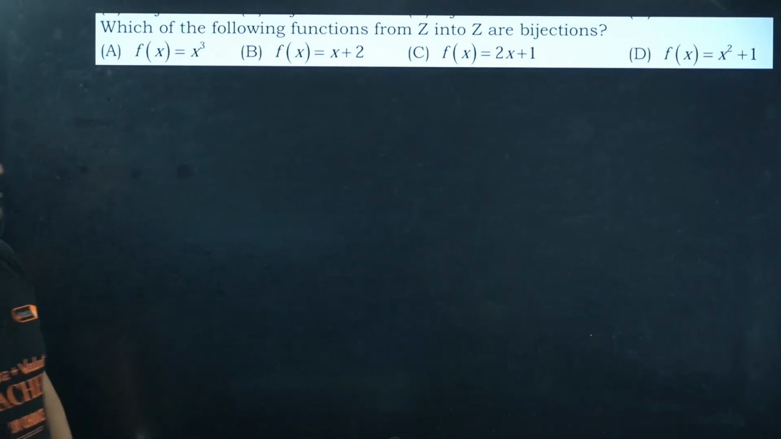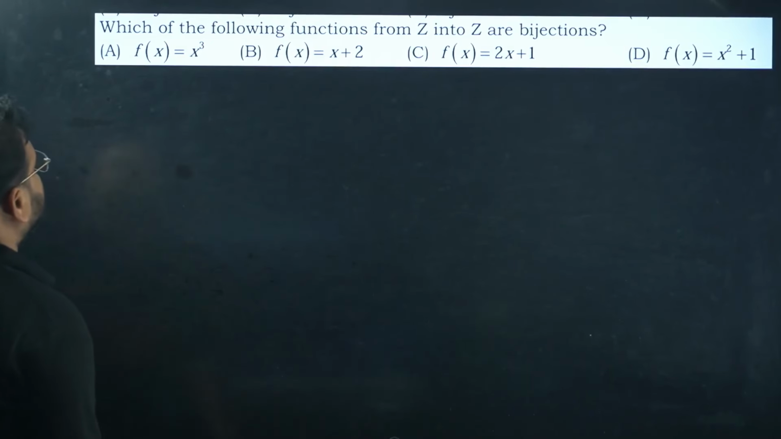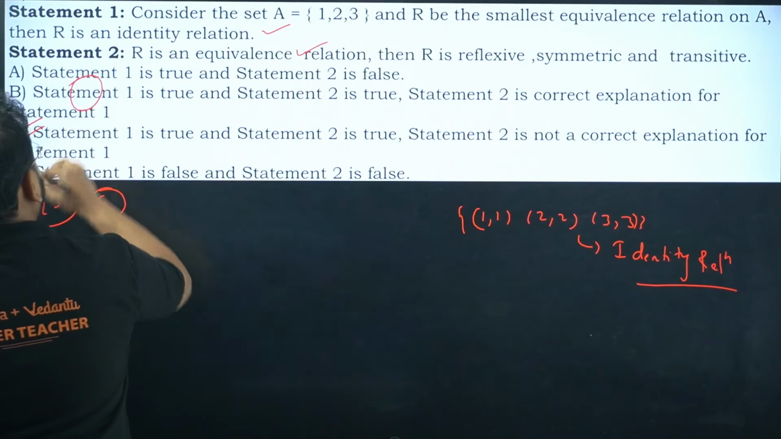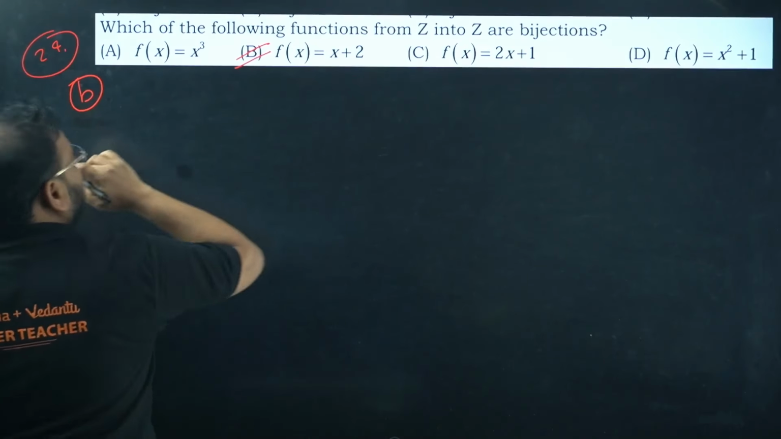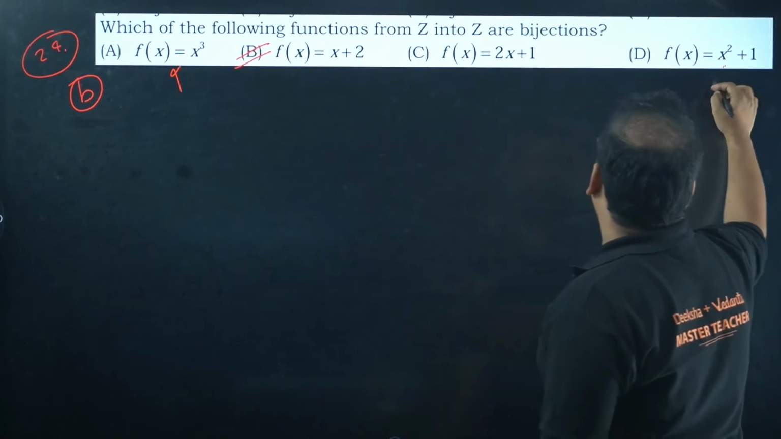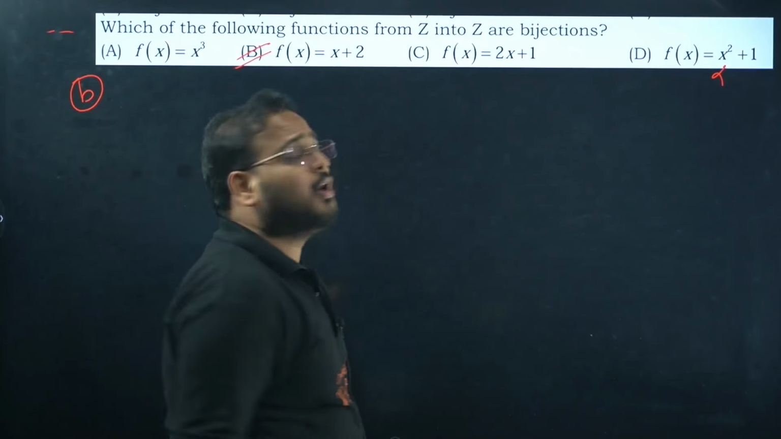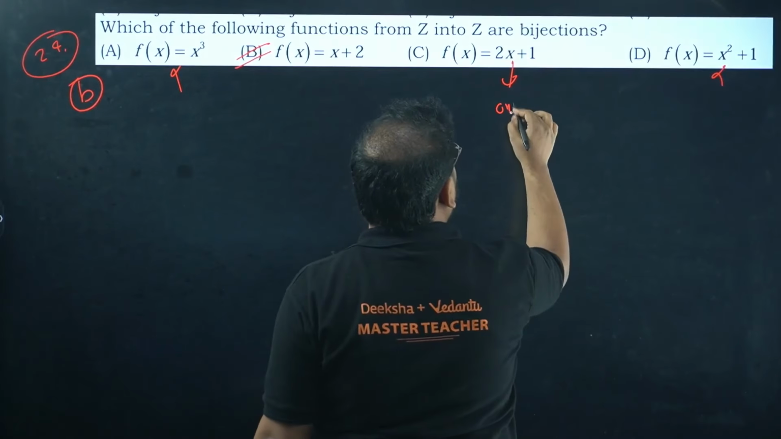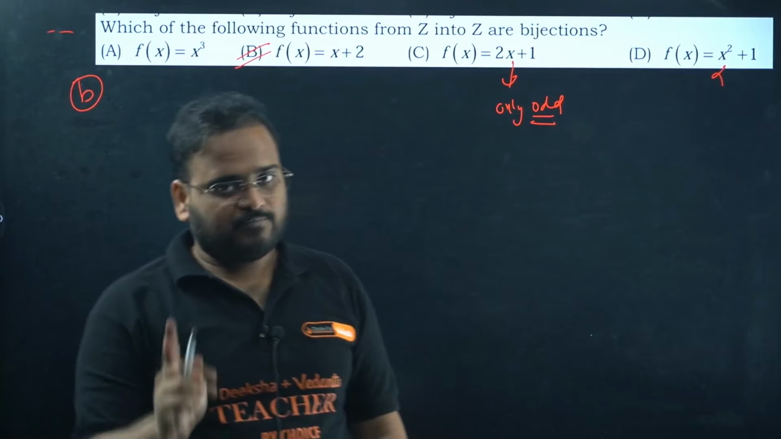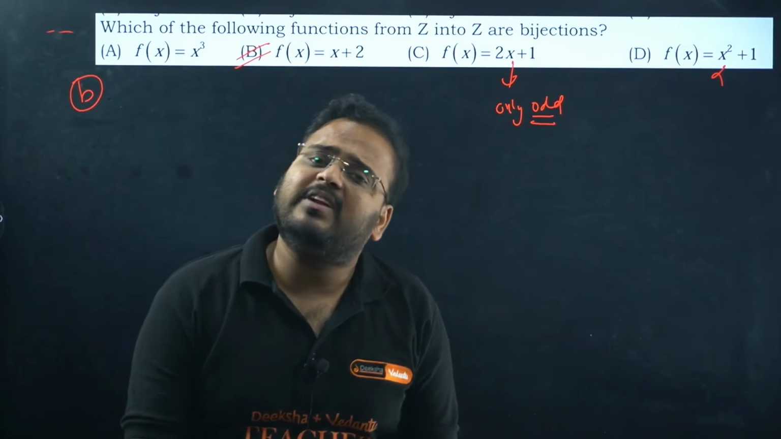Which of the following functions from Z to Z are bijections? Only one, this one, B. Question 24. Think about it. Sir, we just proved this is not a bijection, so this is also not possible. We understand this much. But why not 2x plus 1, sir? 2x plus 1 is only odd. Whatever you put for x, the result is only an odd integer. What about even integers in that case?